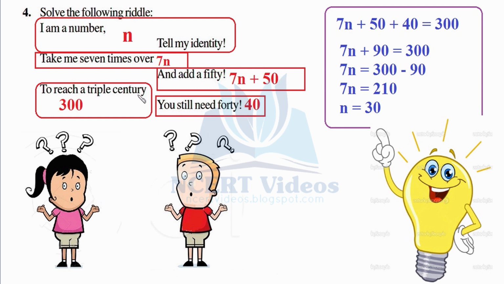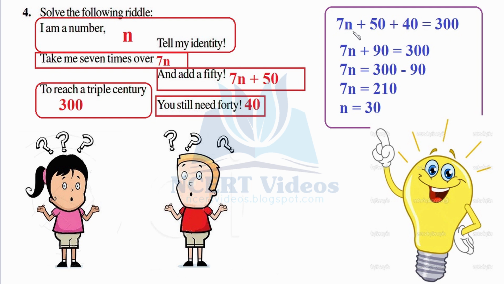To reach a triple century. What is a triple century? That is 3 into 100. 3 times 100 gives you 300. You still need 40. That is, this thing is 40 away from 300. So what does it mean? It means if you add 40 to this number, that will be equal to 300. So in this way, you have to conceptualize. Don't get confused like them. So 7n plus 50 plus 40, you reach 300, right?